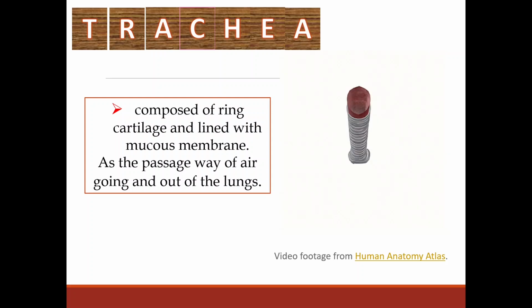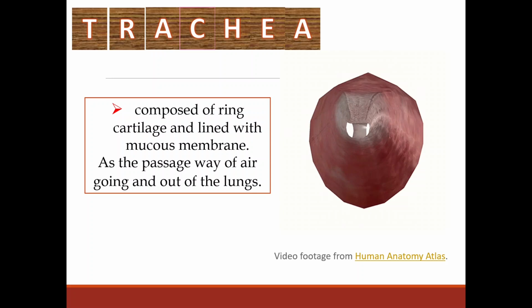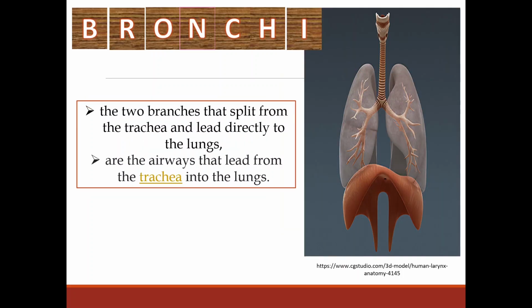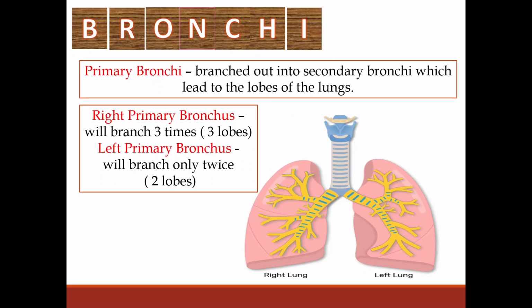Based on the picture that we have here, it is a hollow tube. After that, the trachea splits into two small tubes called bronchi. The singular term for bronchi is bronchus. The first division of the trachea is the primary bronchi. Each of them inserts into the lungs. The primary bronchi branch out into secondary bronchi, which lead to the lobes of the lungs.